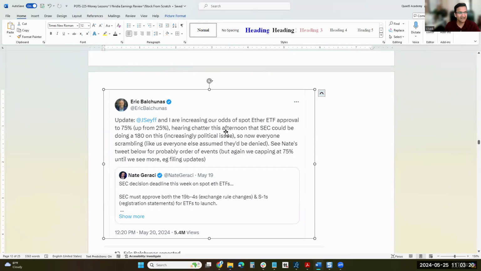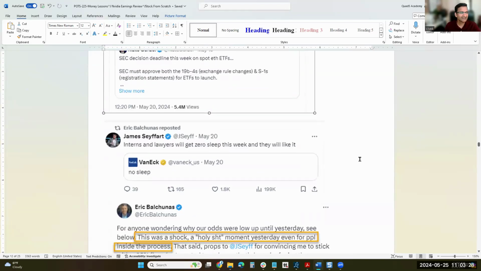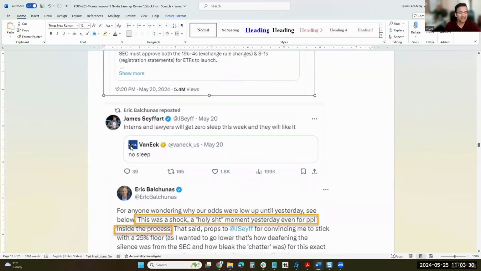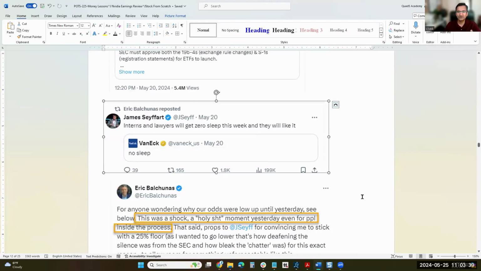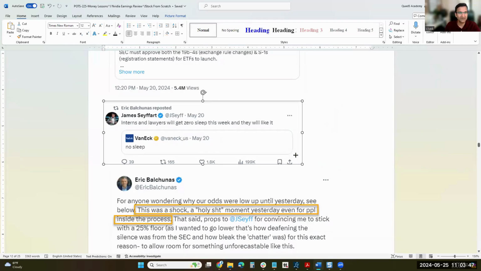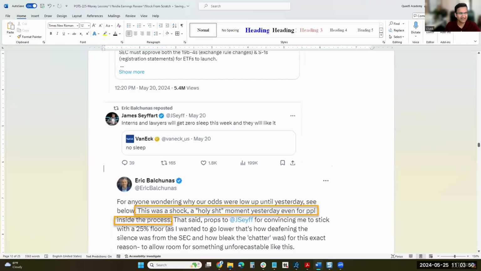Because, hearing chatter this afternoon, this is like May 20th, the SEC could be doing a 180 flip on this one, right? And then his teammate tweeted, interns and lawyers will get zero sleep this week because now the SEC has suddenly woken up. You got 2 days to respond to the SEC's request so that they have all the information that they need to make a decision.